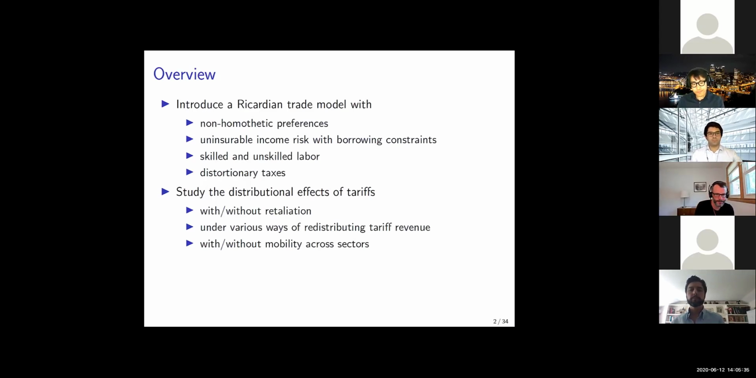So using this model, we're going to study the distributional effects of tariffs, and there's a number of different ways that we can do this exercise. First of all, do the trading partners retaliate or not? There are various ways of redistributing tariff revenue, as I just mentioned. And in our baseline, we'll have perfect mobility across sectors, but we'll also discuss some interesting takeaways when we study the version without mobility.